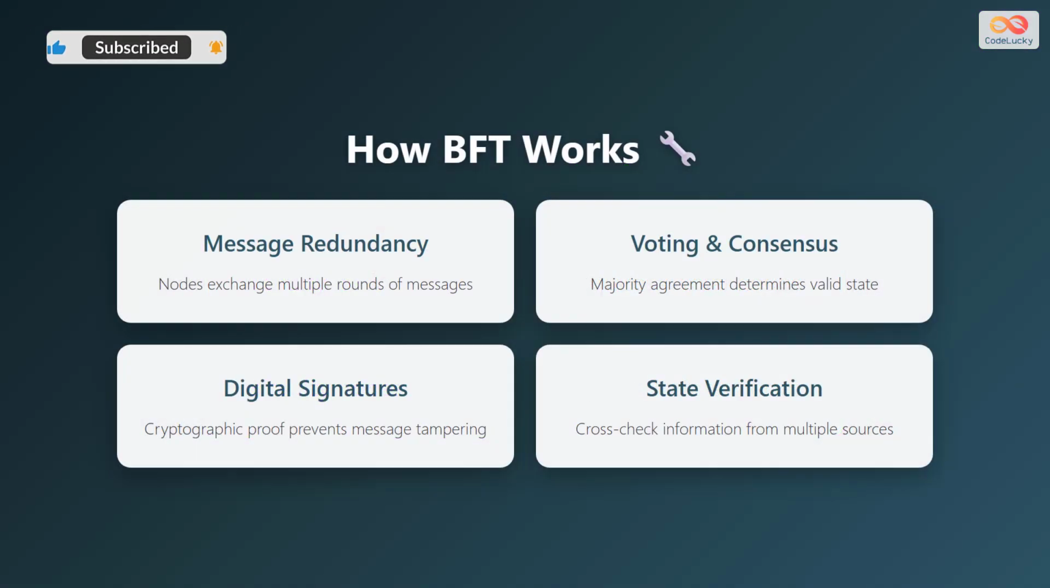Byzantine fault tolerance relies on several key mechanisms. First, message redundancy. Nodes exchange multiple rounds of messages to cross-verify information. Second, voting and consensus. Nodes use majority agreement to determine the valid state of the system. Third, digital signatures. Cryptographic proof prevents message tampering and ensures authenticity. And fourth, state verification. Nodes cross-check information received from multiple sources before accepting it as truth. Together, these mechanisms enable the system to filter out false information and reach agreement despite malicious actors.